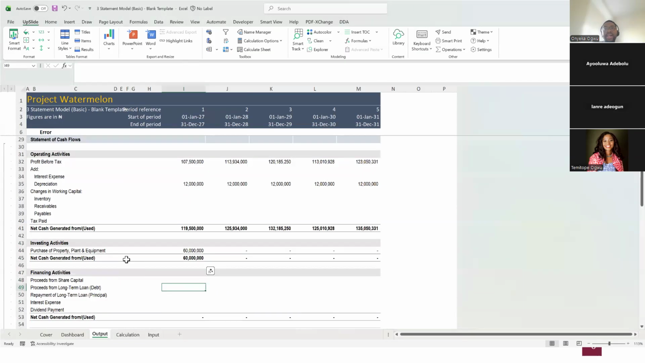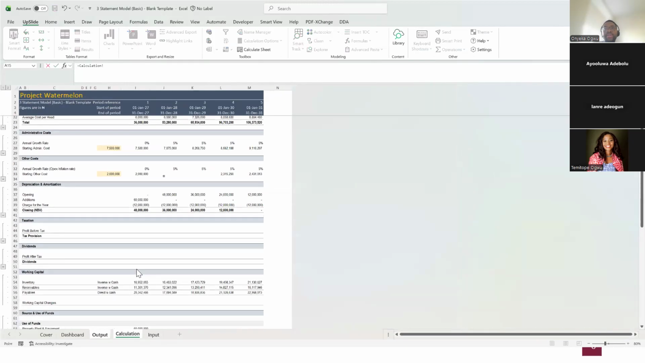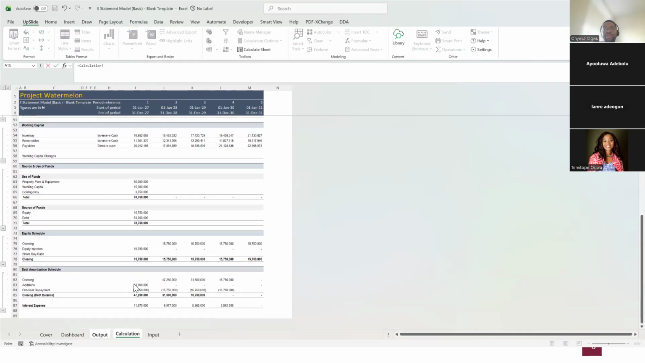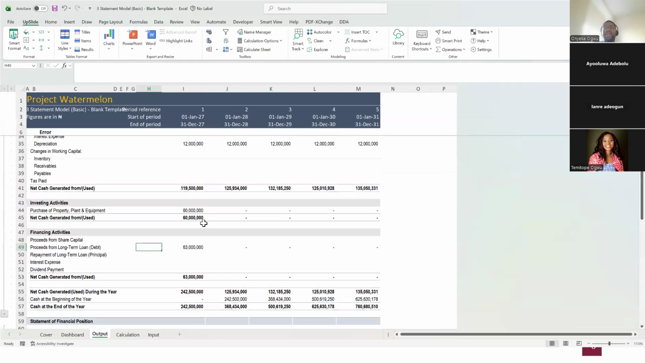So here, under financing activities, you took a loan. That is the proceeds from loan. The loan will be what you took, which is from your debt schedule. You took a loan of 63 million. That's 63 million. Are we together?